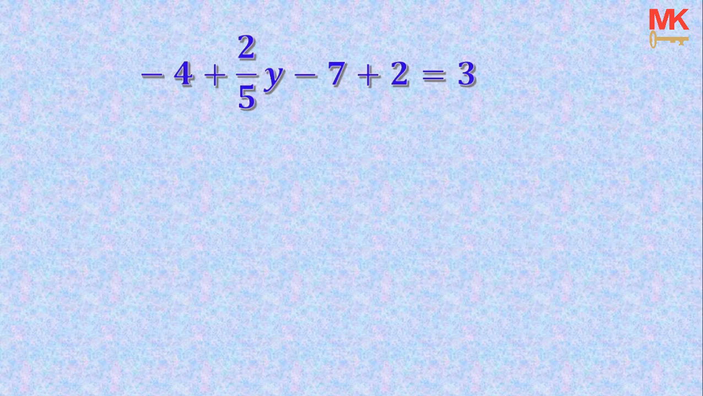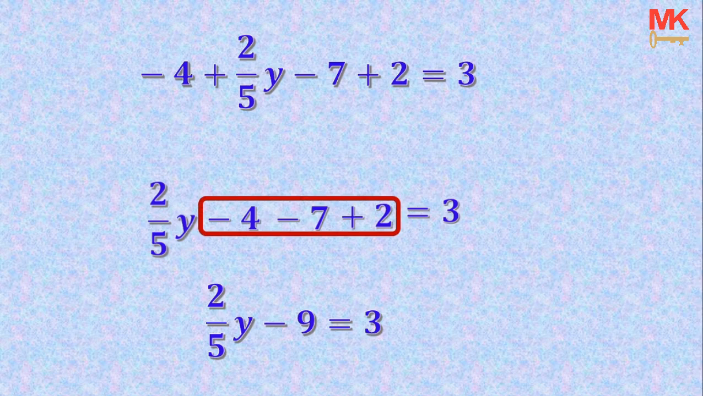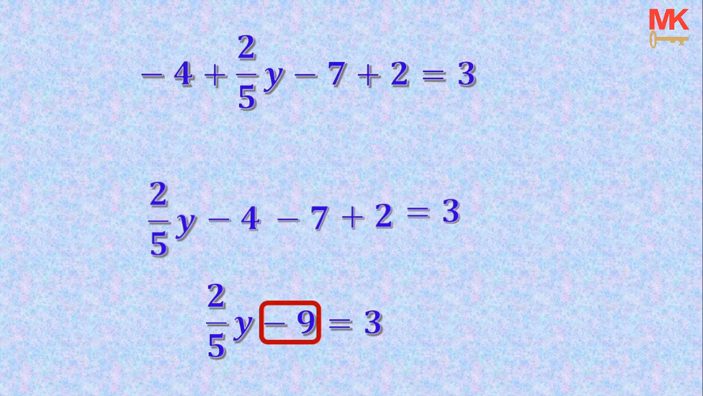You may also have an equation like this: negative 4 plus 2 over 5y take away 7 plus 2 equals 3. All you have to do is to rearrange the left hand side in such a way that all the like terms are together, and then you keep the 3 at the right hand side. And of course, our new equation becomes 2 over 5y take away 9 equals 3, since negative 4 take away 7 plus 2 gives us the same thing as negative 9.